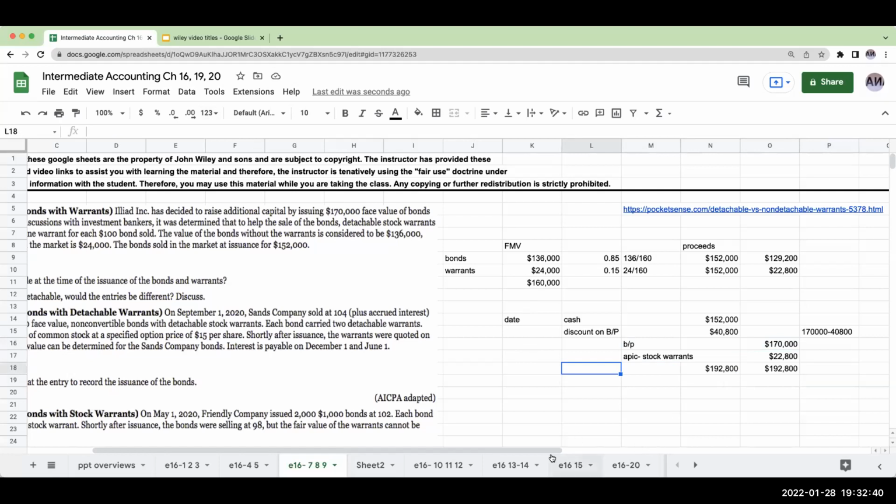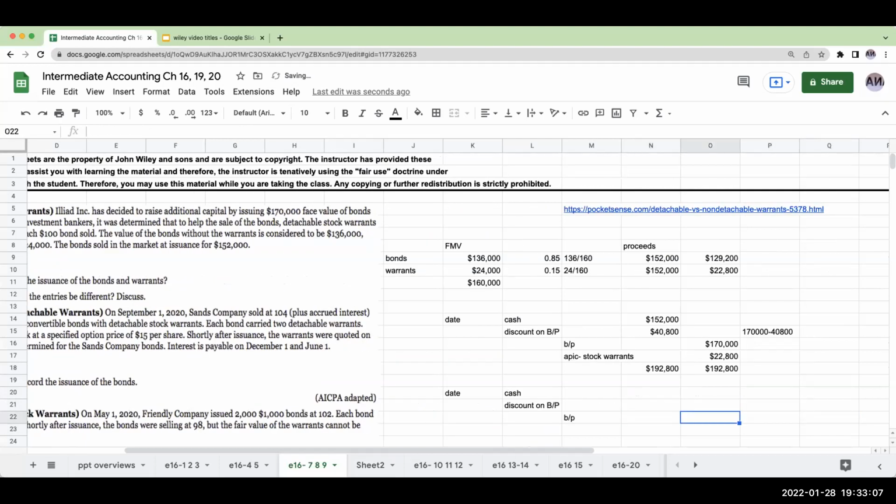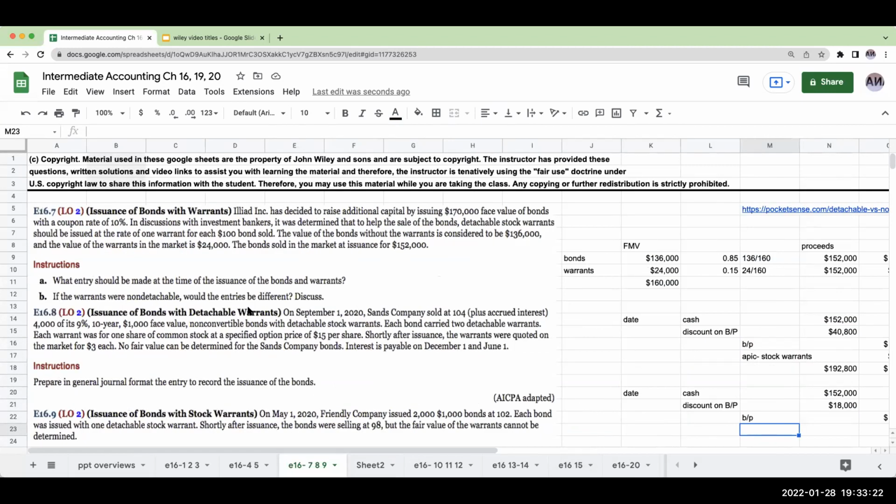Now, in the second example here, if the warrants were non-detachable, would the entries be different? The answer to that is yes. If the warrants are not detachable, what you're going to do is take cash and just disregard the value of those warrants. So my bonds payable is going to be showing here at 170,000, my cash is at 152,000, and then my discount on bonds payable is going to be 18,000. So this is how we handle it if the warrants are non-detachable.